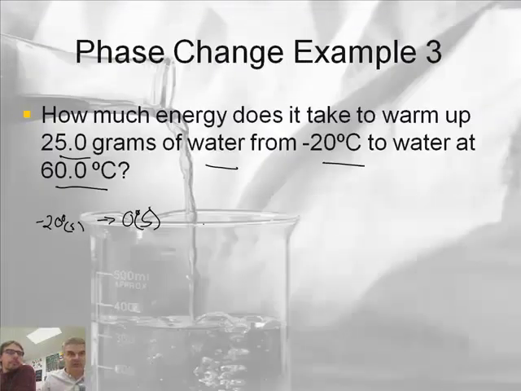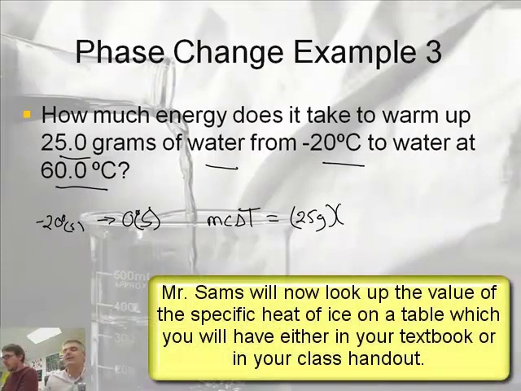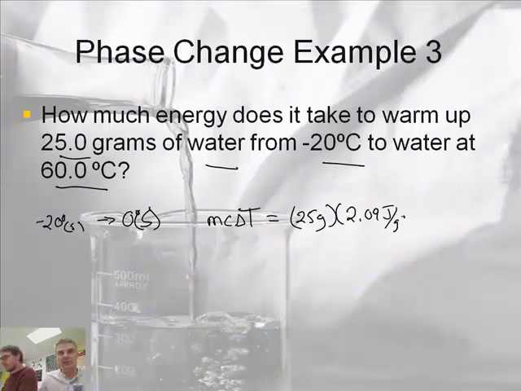And that is a heat up equation, so I'm going to say MC delta T. I'm not going to say the Q because that's what we're solving for. So the mass was 25 grams times the specific heat. Now, an important thing here: the specific heat of ice is not the same as the specific heat of water. We have this in your packet in a table, and yes, it's 2.09. So the specific heat of ice is 2.09 joules per gram degrees Celsius, not 4.18, about half. In fact, exactly half.